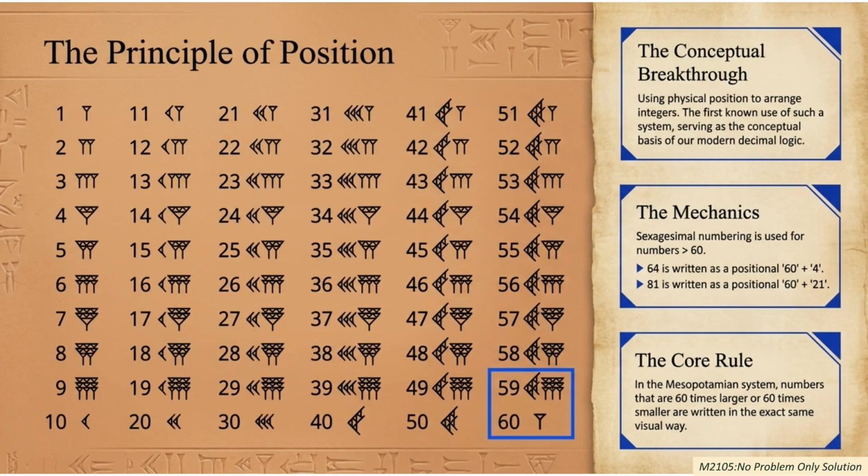The Babylonians were pioneers of the positional system. By arranging these wedge symbols based on their physical placement, they could represent complex numbers, establishing a concept that underpins our modern numerical logic.